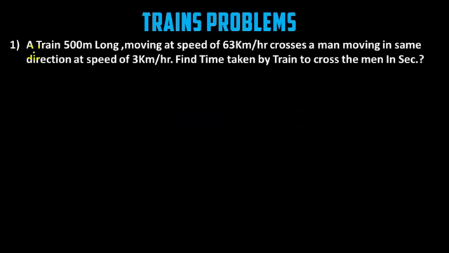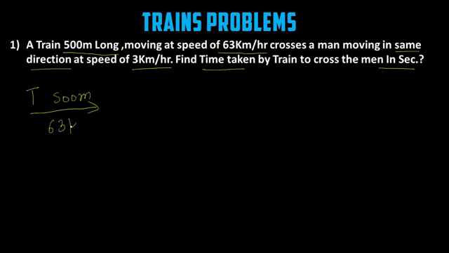Now first question is a train 500-meter long moving at the speed of 63 km per hour crosses a man moving in same direction at the speed of 3 km per hour. And we have to find the time taken by the train to cross the man in seconds. So in this question it is given that a train having length 500 meter is moving at the speed of 63 km per hour.